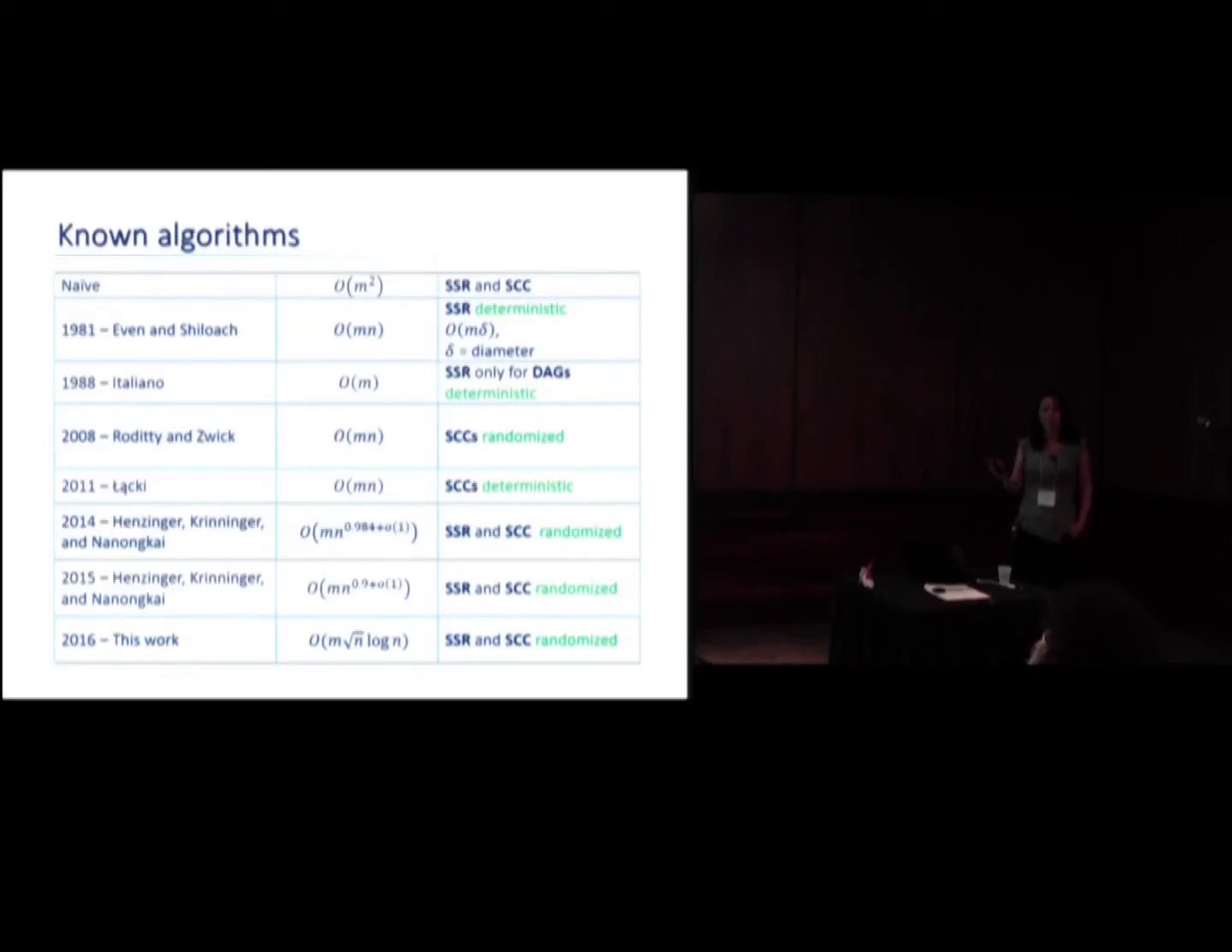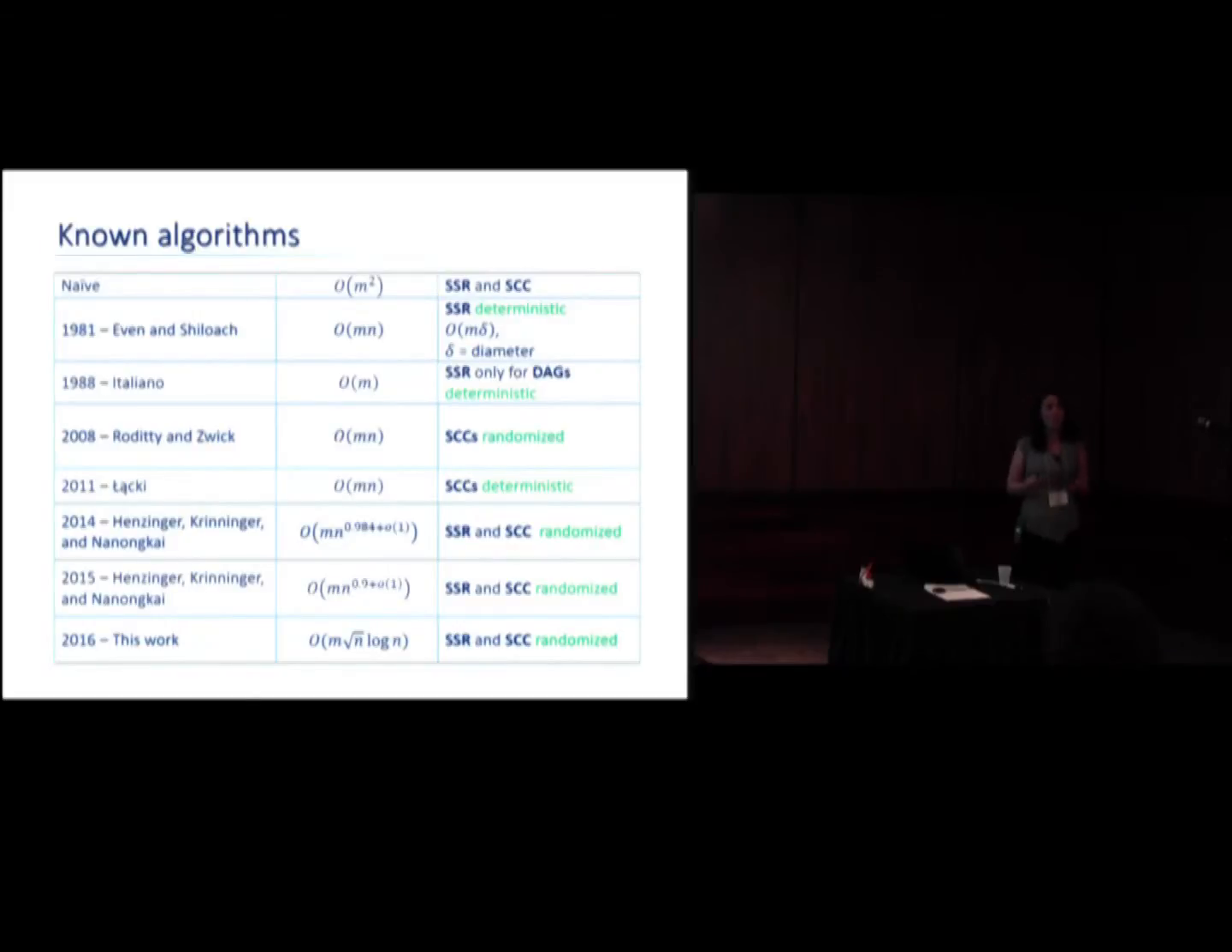Italiano later showed that if the graph is acyclic, then the problem of single source reachability becomes easy. You can do that in linear time. Later, Roditty and Zwick showed a reduction from SCCs, strongly connected components, to SSR. So they also showed that SCC can be solved in mn time. That construction was randomized. Łącki later showed a deterministic construction.